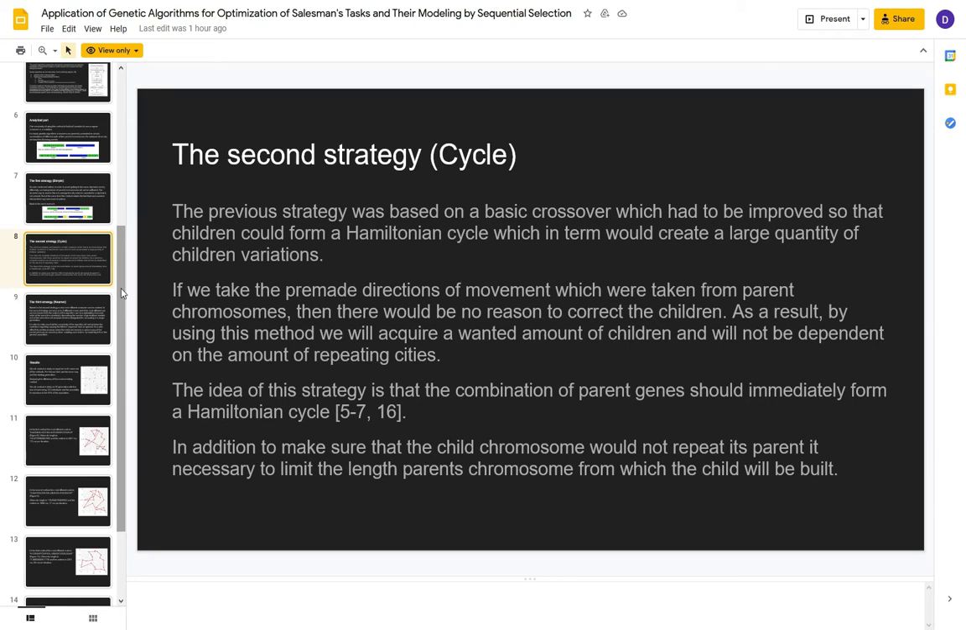The idea of this strategy is that the combination of parent genes should immediately form a Hamiltonian cycle. In addition to making sure that the child chromosome would not repeat its parent, it is necessary to limit the length of parent chromosomes from which the child will be built.